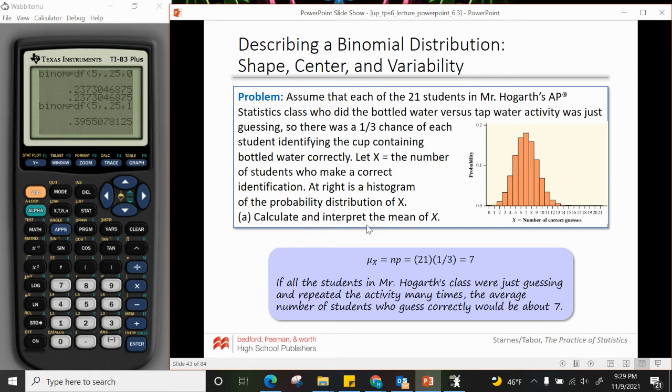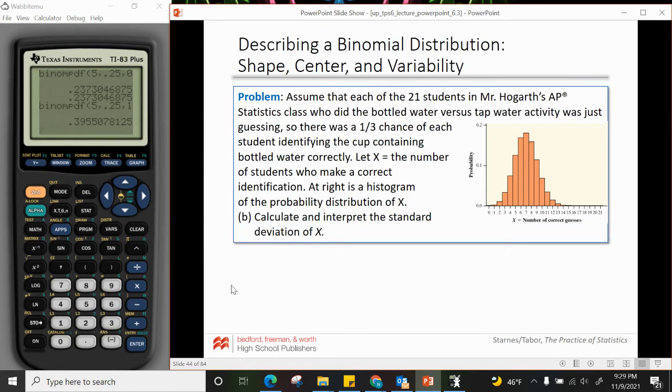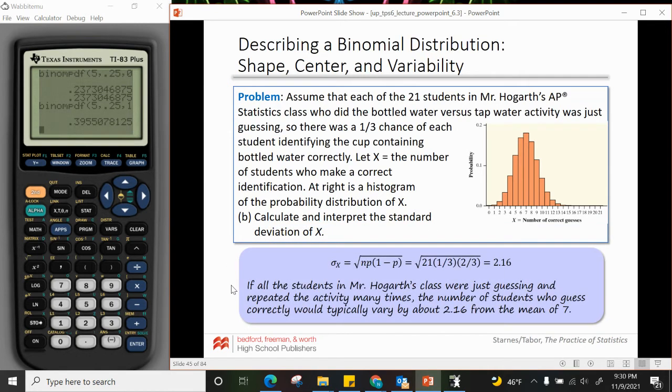So the interpretation is if all the students in Mr. Hawthorne's class were just guessing and repeated the activity many times, the average number of students who guessed correctly would be about 7. Right? That's the expected value. Calculate and interpret the standard deviation. Just the square root of n times p times 1 minus p. So 21 times 1/3 times, well, 1 minus 1/3 would be 2/3.